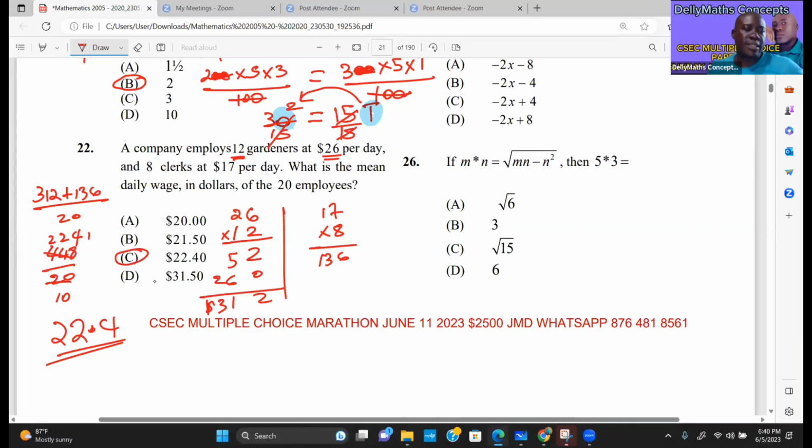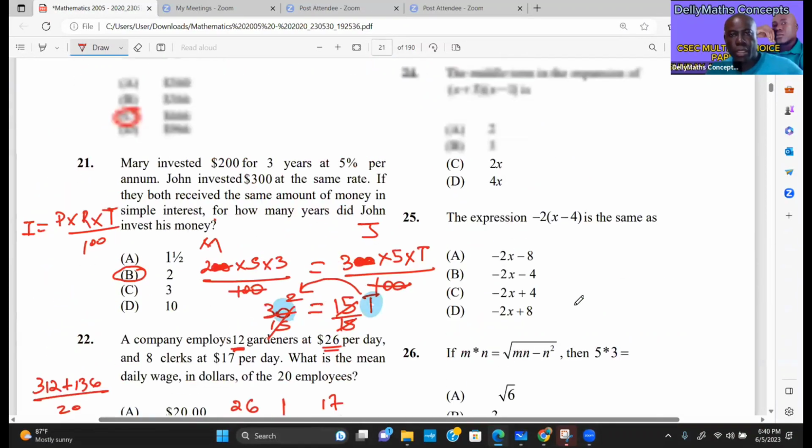So basically, what's the concept? You want to know the total amount of wages paid in the day, and then you divide that by how many persons, and you'll get an average. Basically, it's an average question. Next question.